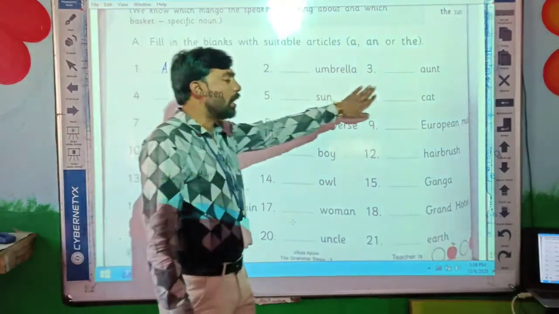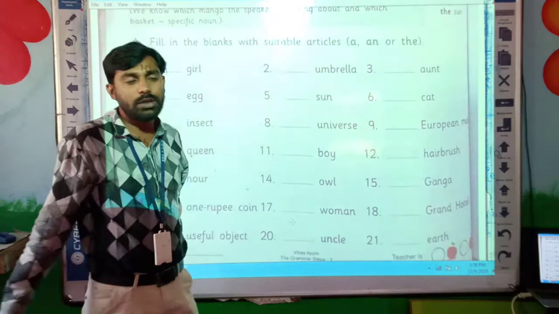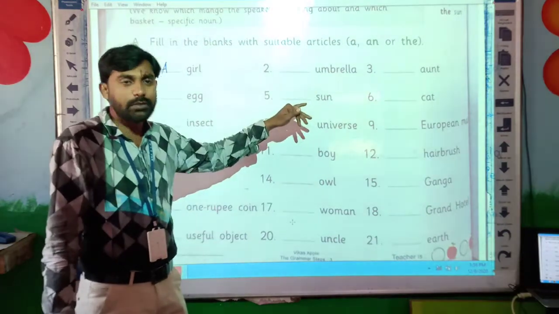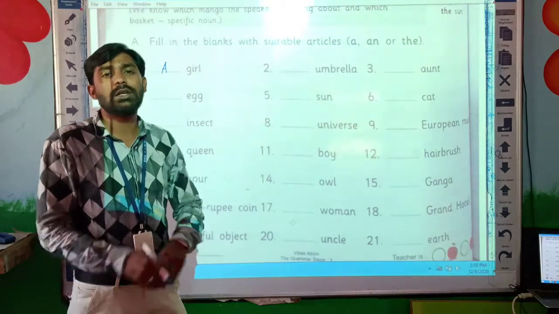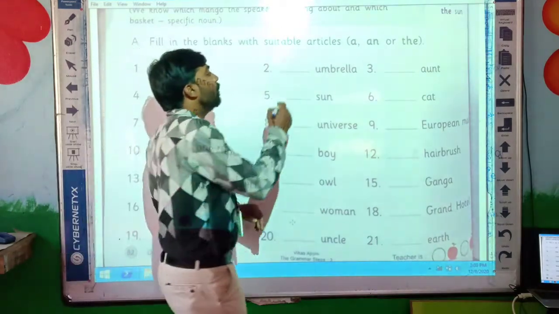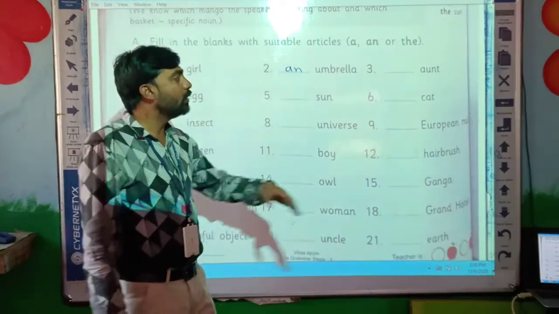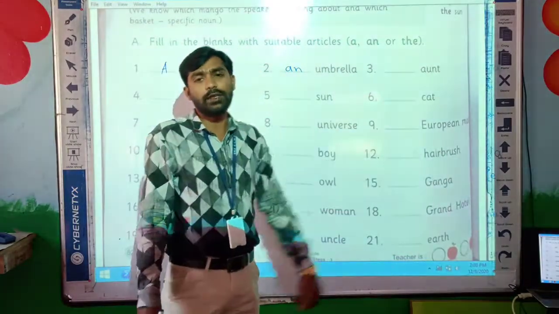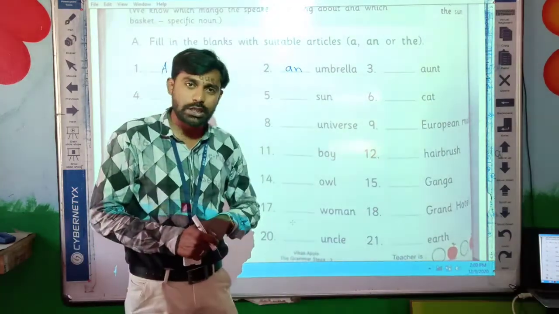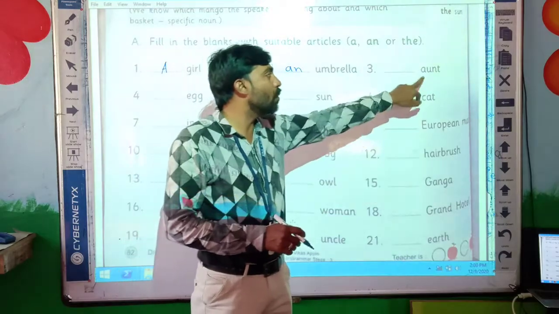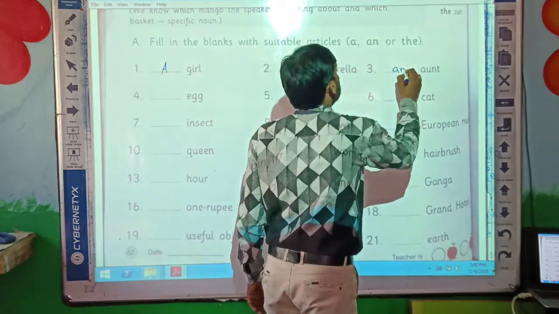Second word is umbrella. Students, it is also a common noun and it is a singular countable thing. It begins with u and this is a vowel sound. So here we have to use an umbrella. Third one, aunt. Students, this is also a common noun, aunt, and it is singular and begins with a vowel sound. So that's why we have to use here an aunt.